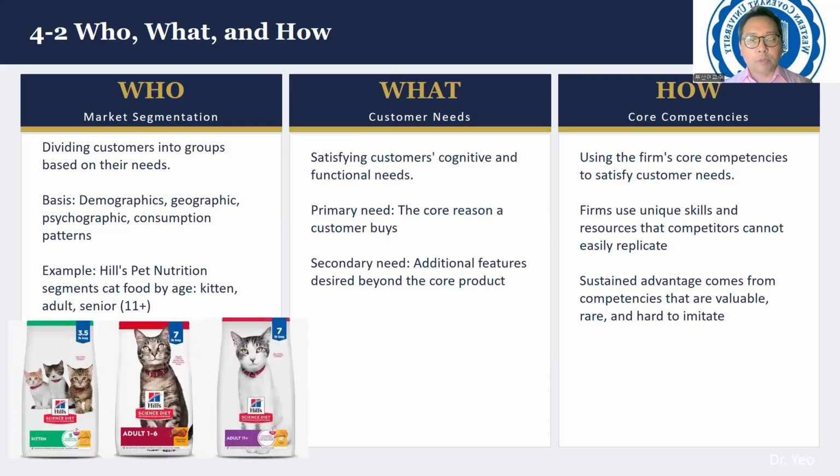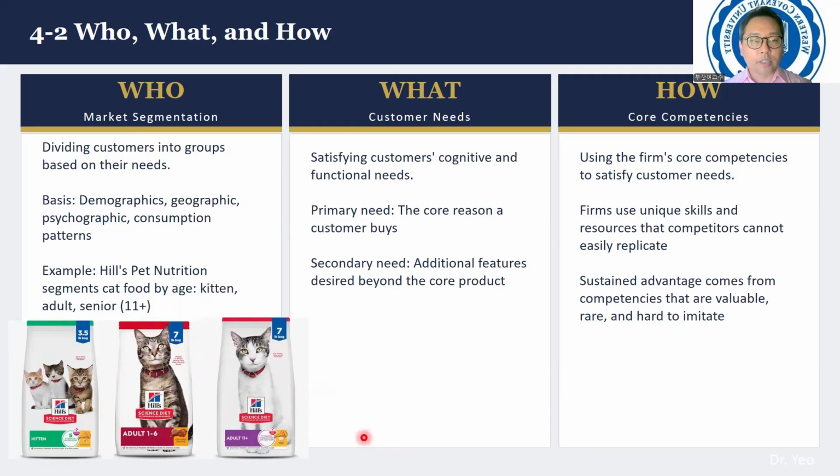A great example is the Hill's Pet Nutrition Company. Hill's Pet Nutrition does not sell just one cat food. It sells different formulas for kitten, adult cats, and senior cats over like 11 years old, because their nutritional needs differ, so they segmented the market.